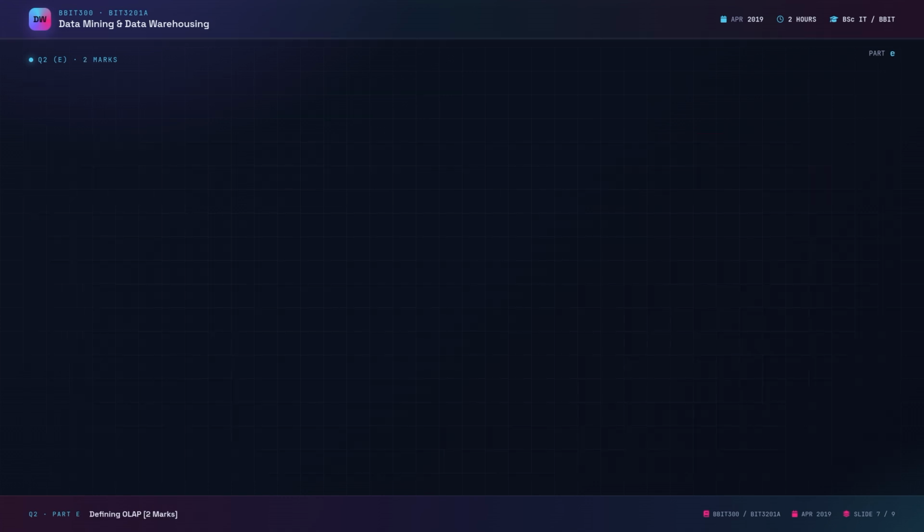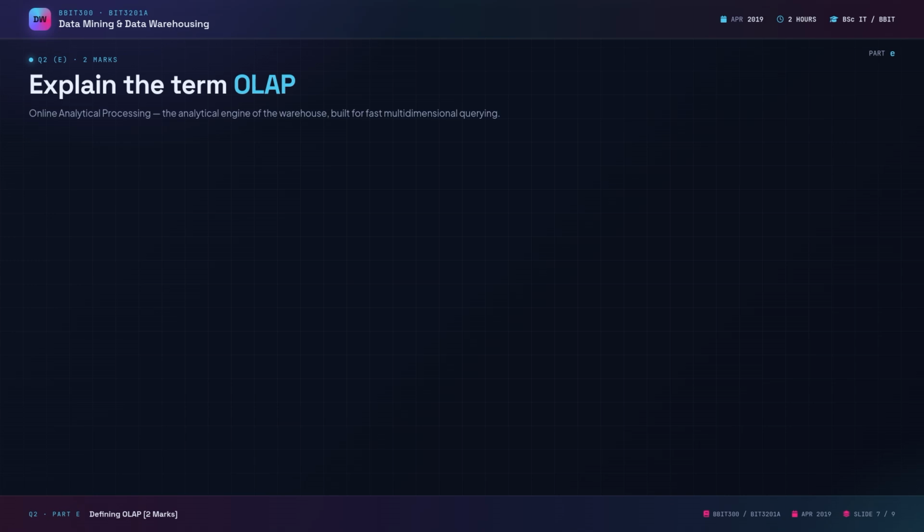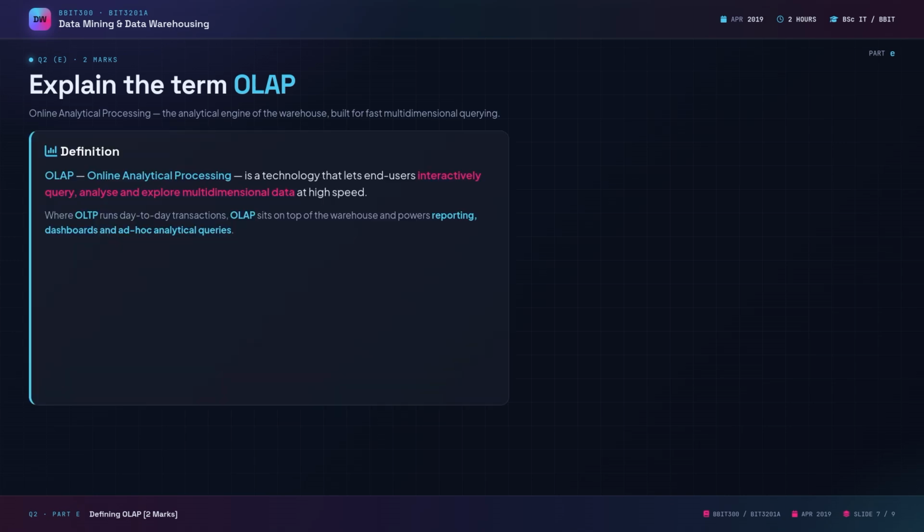Part E is worth 2 marks and asks you to explain the term online analytical processing, or OLAP. OLAP is a technology that lets end users interactively query, analyze, and explore multidimensional data at high speed. Where OLTP handles day-to-day transactions, OLAP sits on top of the warehouse and powers reporting, dashboards, and ad hoc analytical queries. The key mental model here is the cube.